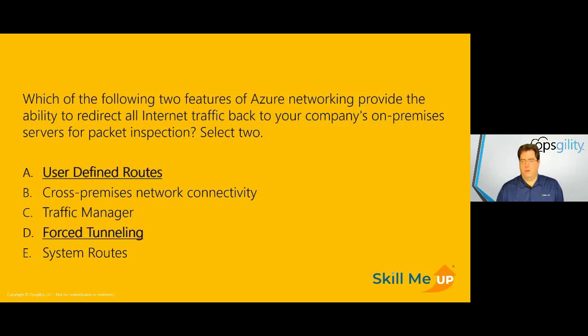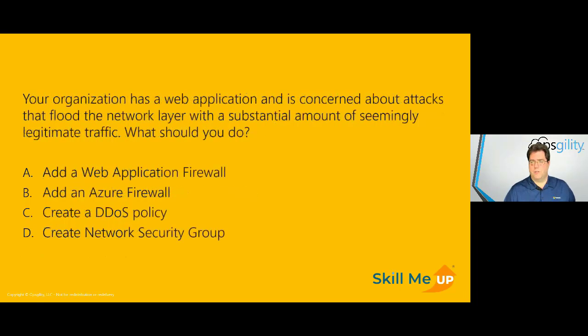All right, hopefully you thought of forced tunneling and user-defined routes, which were really the only two that we mentioned here. We talked about user-defined routes as far as routing to a virtual appliance within the Azure network. We could utilize those user-defined routes any way we want and can route that to on-premises traffic. Forced tunneling is specific for routing directly to on-premises servers and networks.